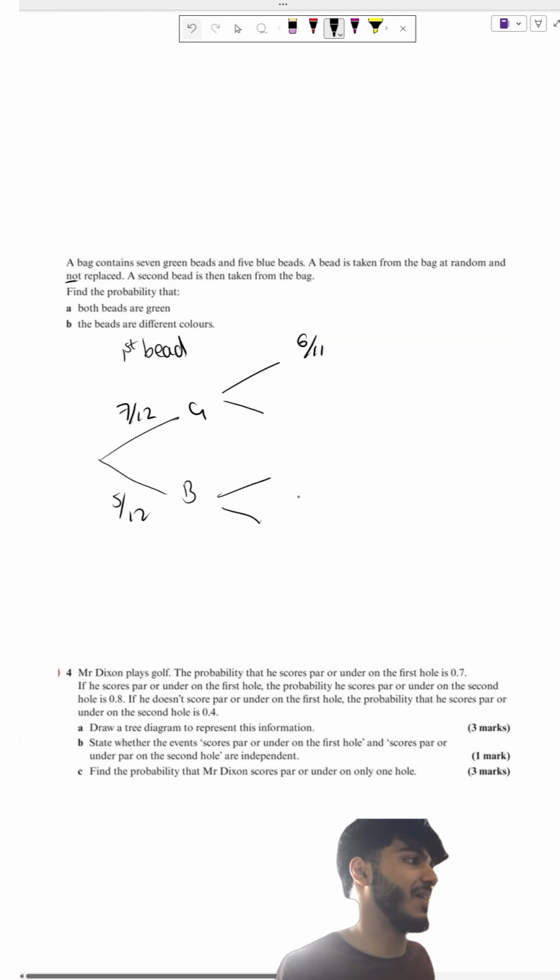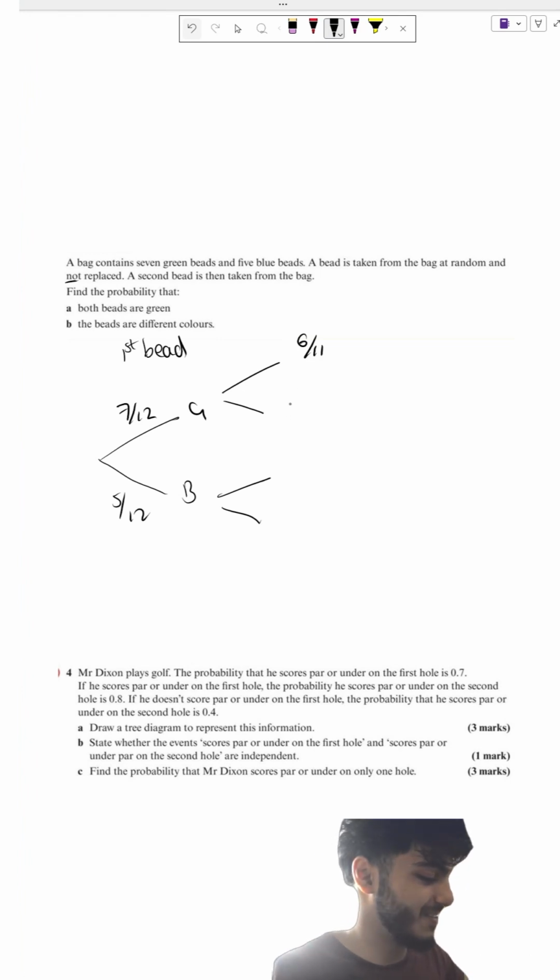Amazing. Thank you for the heart. Thank you very much. And 5 over 12. Green. The probabilities should not go there. Keep putting it there. How did I go with that?